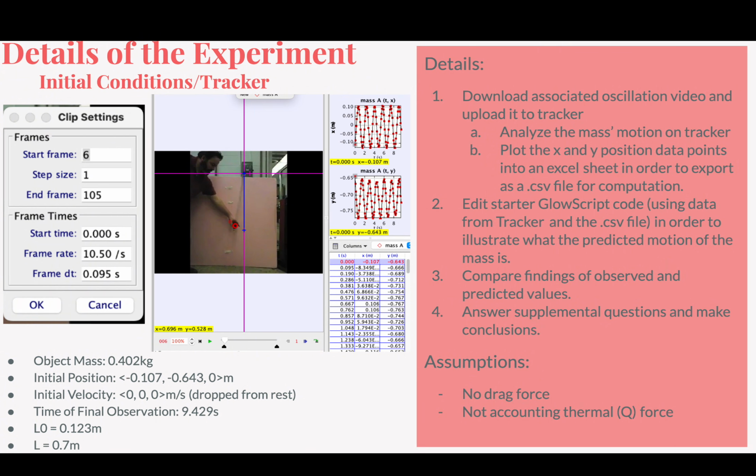I then edited starter GlowScript code in order to illustrate what the predicted motion of the mass is. I compared the findings of observed and predicted values, and I answered supplemental questions to make conclusions. Also for this lab, I had to assume there is no drag force, and I wasn't accounting for the thermal force. The images on the left of the slide show some of the setup for tracker as well as the initial conditions found using tracker.